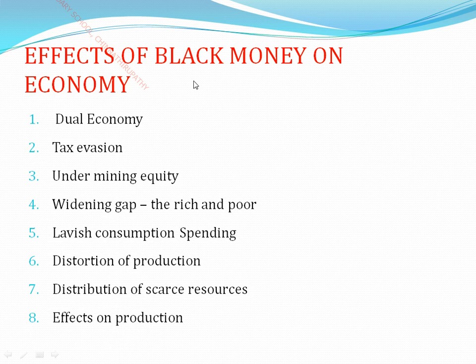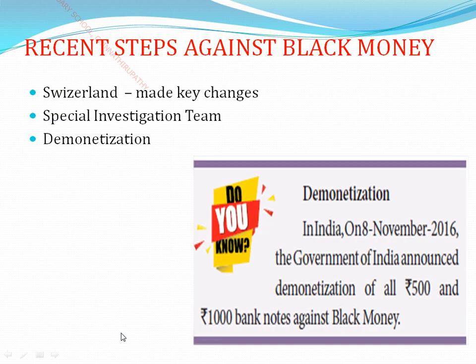Okay, these are all the effects of black money. Next, let us see the recent steps the government has taken. The government made key changes with Switzerland regarding what foreigners save in their banks, called Swiss banks, situated in Switzerland. Most well-to-do persons and millionaires of India deposited their money secretly, without showing their accounts to the Indian government. They invested millions of money in the bank of Switzerland, that is, the Swiss bank.